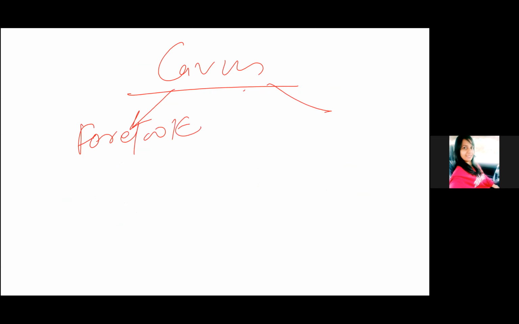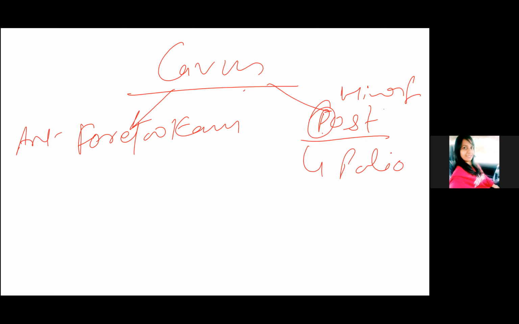Then we have the cavus. Cavus can be of 2 types. Firstly is the forefoot cavus, then we have the posterior, meaning hindfoot cavus. Okay. So hindfoot cavus, posterior cavus, anterior cavus. Posterior cavus means polio. So in polio, you will see the posterior cavus. Okay, this is a static disease.